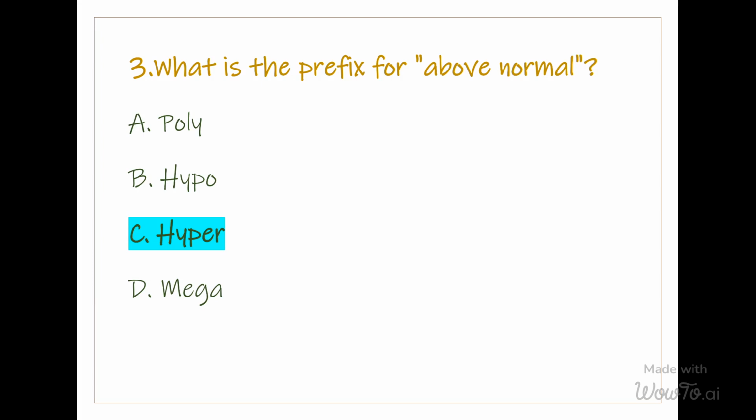It is often used to describe conditions such as hypertension, high blood pressure, hyperglycemia, high blood sugar, or hyperthyroidism, overactive thyroid gland. When the prefix hyper is added to a medical term, it signifies an increased or elevated state of that particular condition, indicating that it is beyond the normal range.